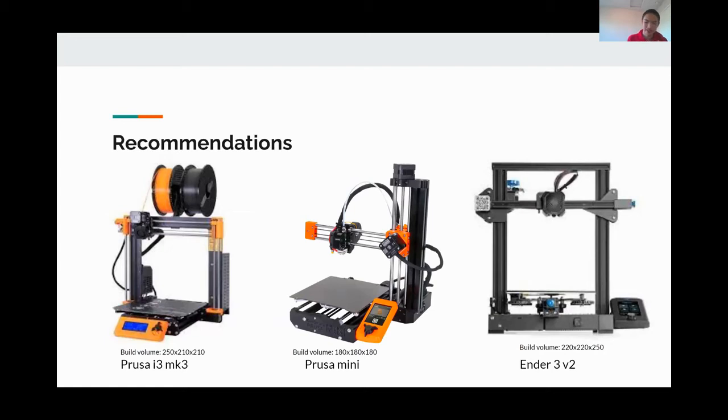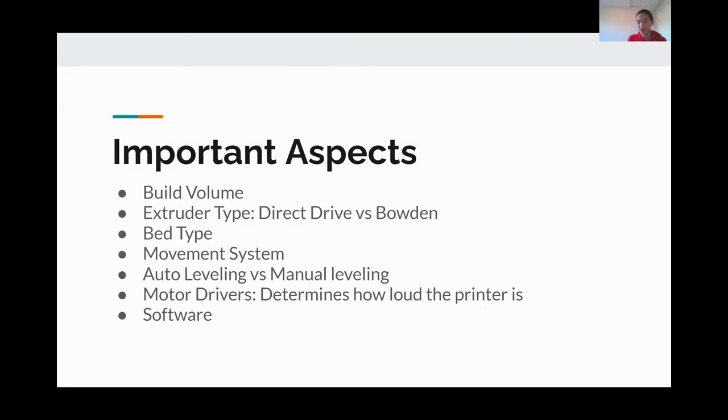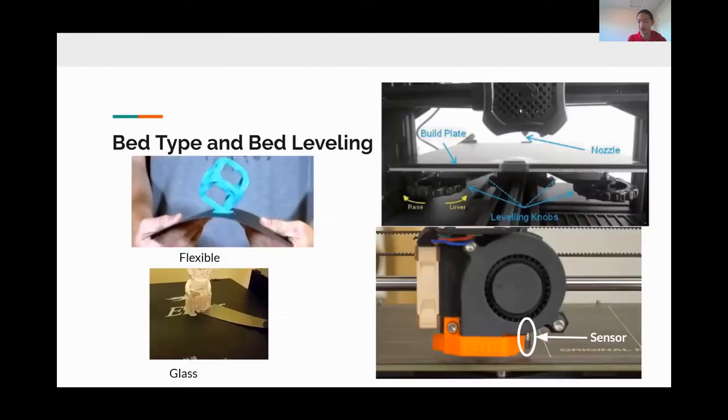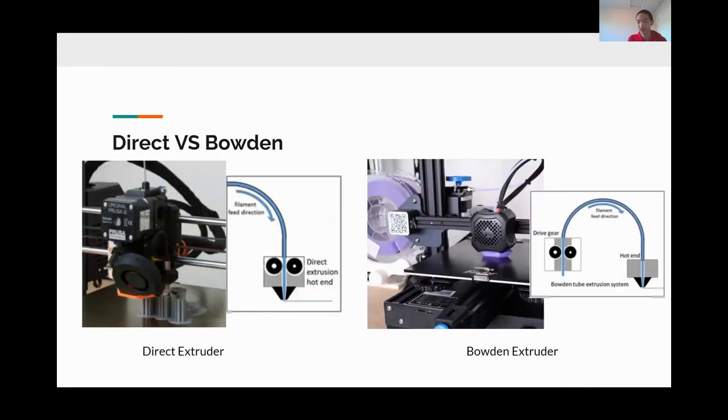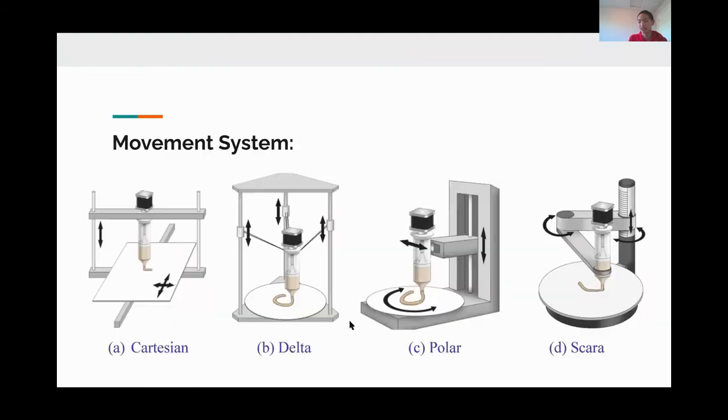These are at three different prices. The Prusa i3 Mark III is the most expensive at $750. But it basically covers all of these points. Any of the important aspects, it's always on the better side of them. It has a direct extruder, a flexible bed, a sensor, and a heated bed.